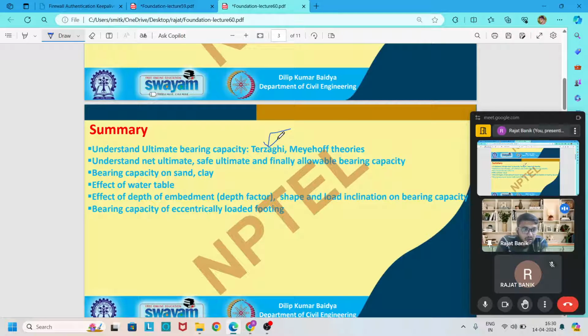So you remember that allowable bearing capacity is not equal to the safe bearing capacity. Allowable bearing capacity is that type of bearing capacity which is safe not only from the shear failure of the soil but also from the settlement of the soil. So this bearing capacity is called allowable bearing capacity.